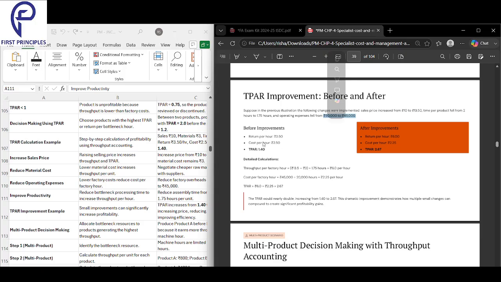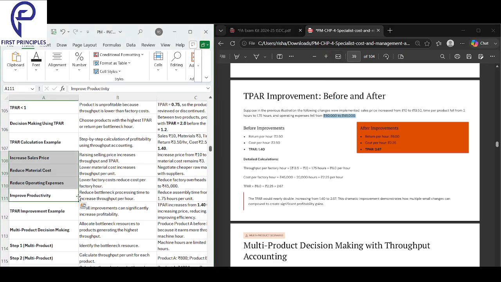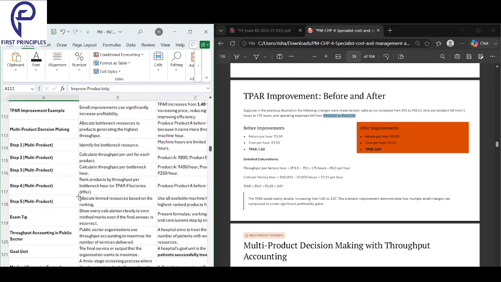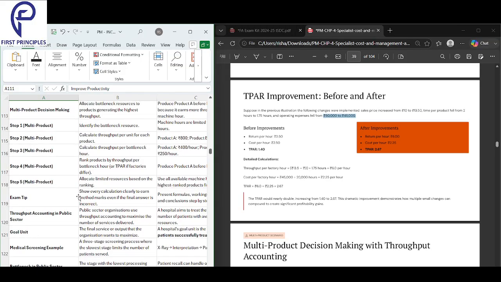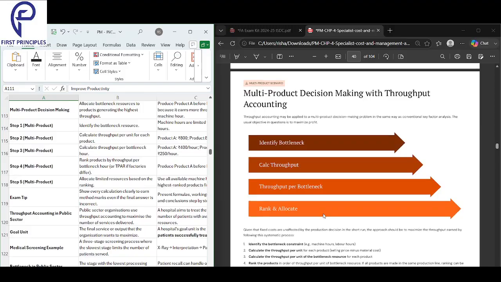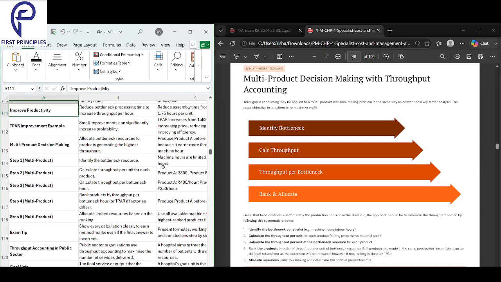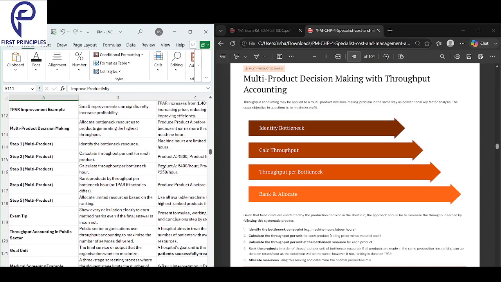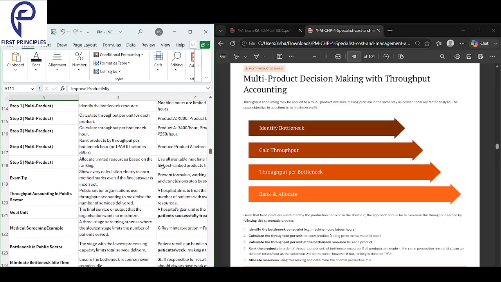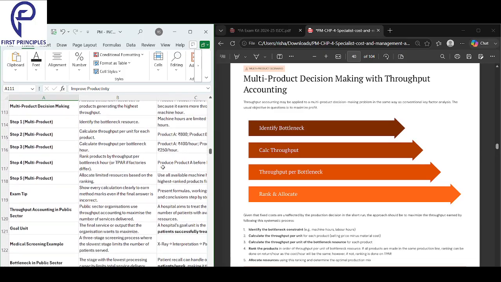Yeah? It fell, your TPAR improved. Easy, done, finished. Okay, good with this? Okay, now we're moving into the TPAR example. Done. Yeah, okay, so that you've improved and then you see there's an improvement that has happened.